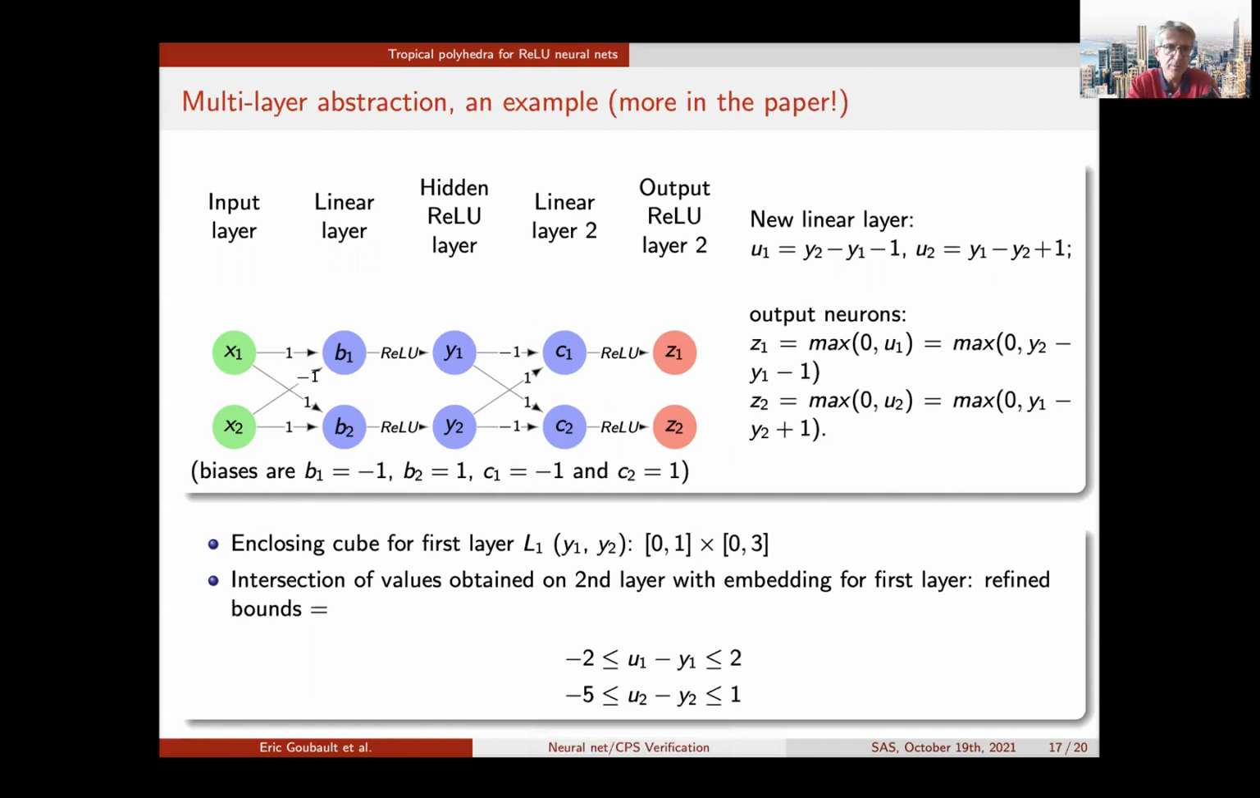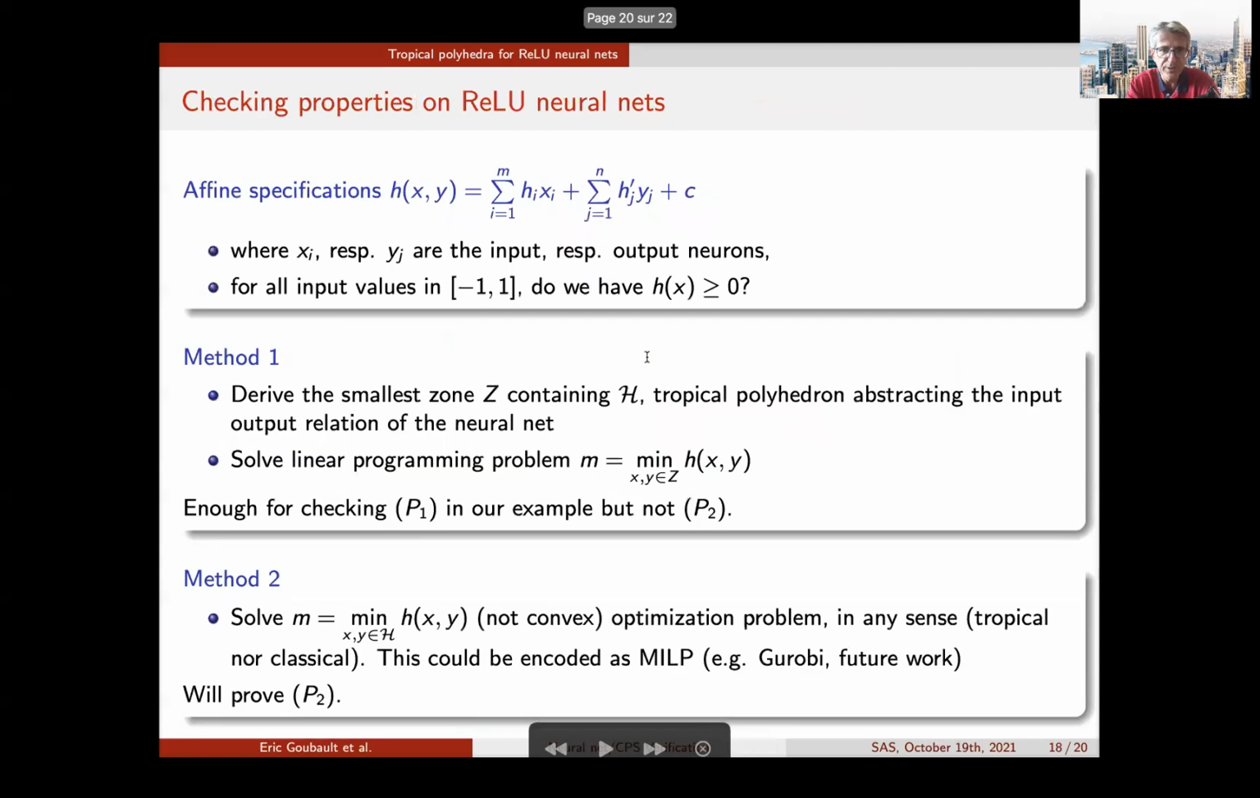And we recover some of the dependencies we lost in the process of abstracting the first layer by a hypercube by intersecting the tropical polyhedron representing the input-output relations of the first layer with the tropical polyhedron representing the input-output relation for the second layer. So this is fully exemplified in the paper. In that case, we're recovering some of the dependencies between the inputs and the outputs of the full neural network.